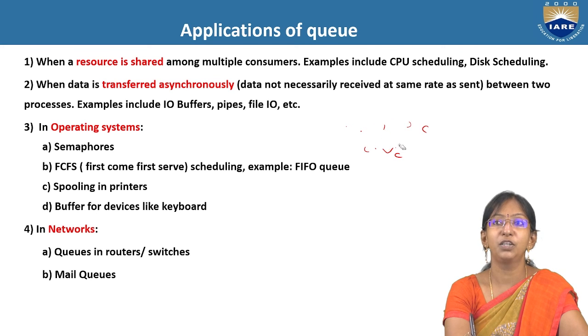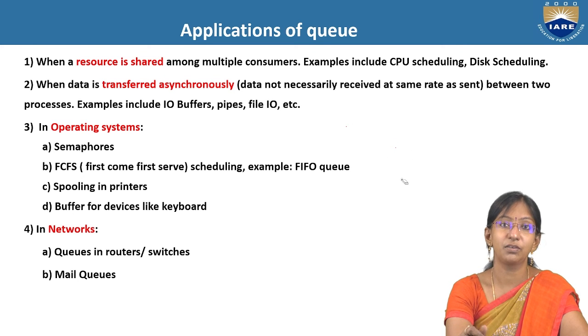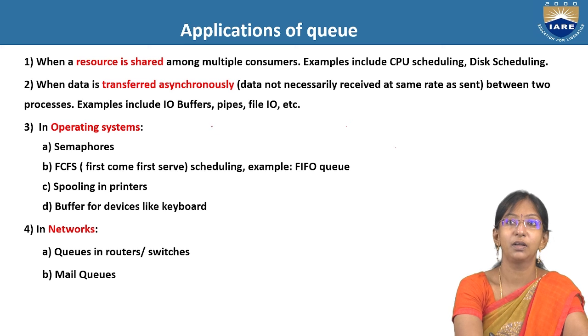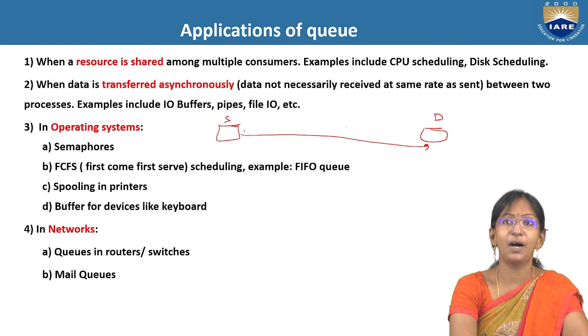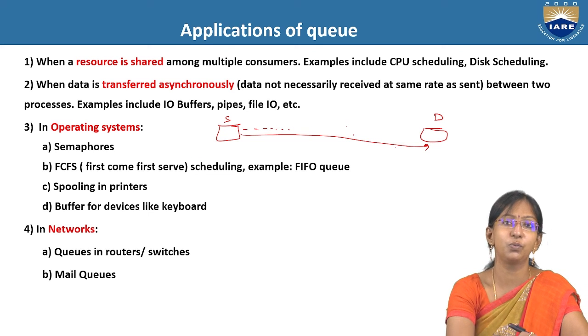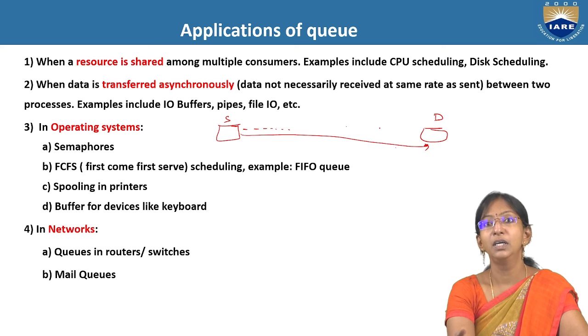Next important application is when the transfer is asynchronous in nature. I'll explain what it is. For example, here is a source and here is the destination. Packets of data you are sending from source to the destination. The source is very fast, it is sending its packets very fast, whereas your destination is very slow, it is not able to receive them so quickly, right?